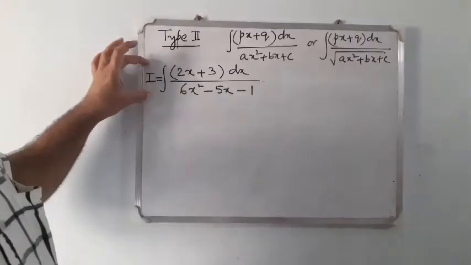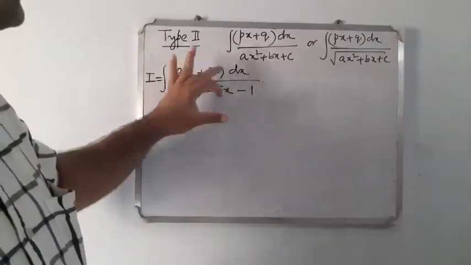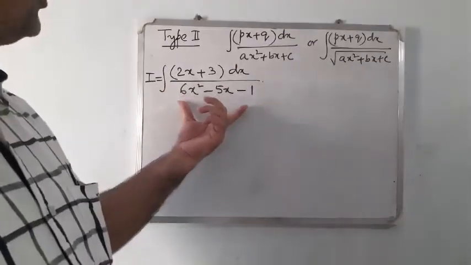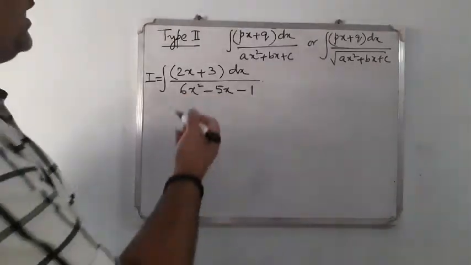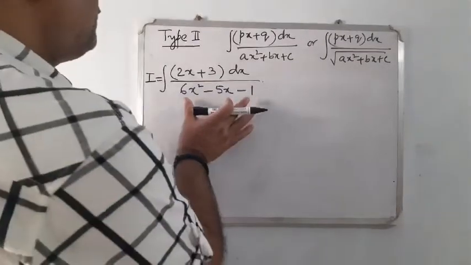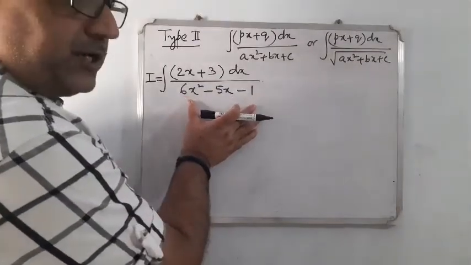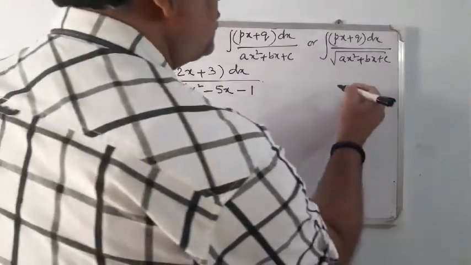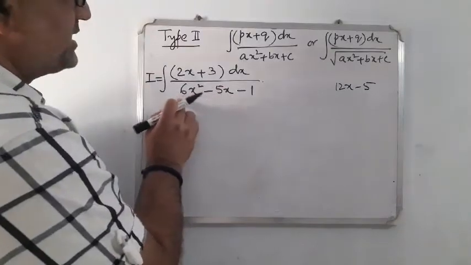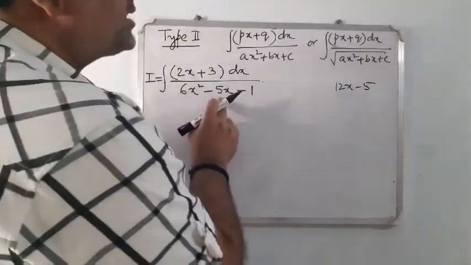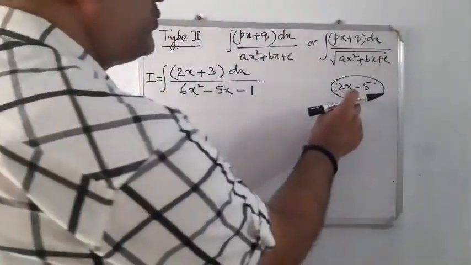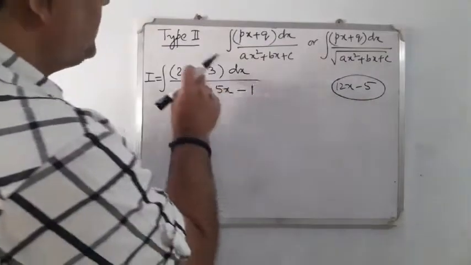Say, let us take an example. I = integral (2x + 3) dx by (6x² − 5x − 1). Now, we have a linear function in numerator and a quadratic function in denominator. If we take into account the differentiation of denominator, 6x² gives 12x, so we have 12x − 5. Now we will try to take this 12x − 5 in numerator.